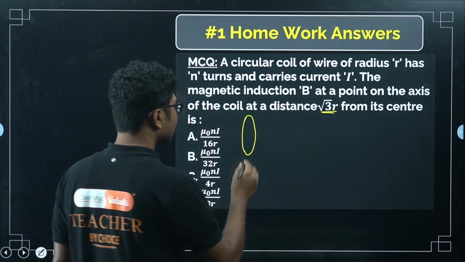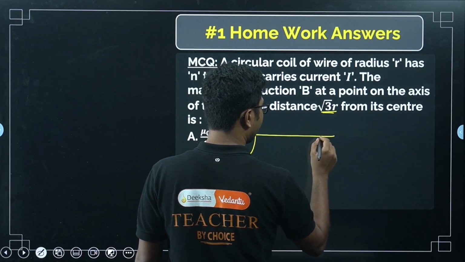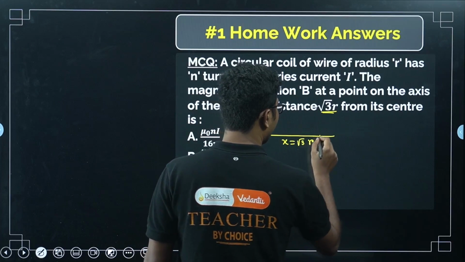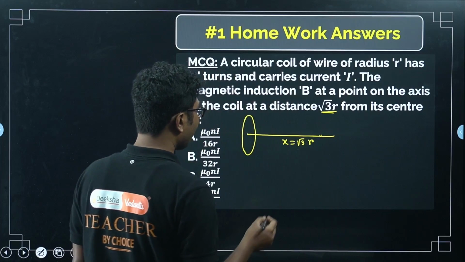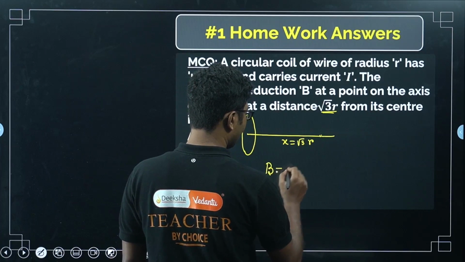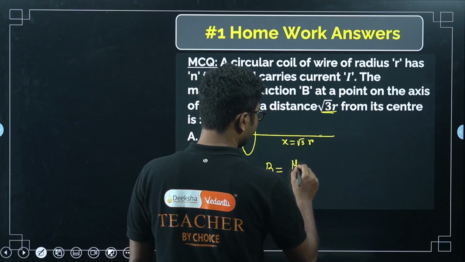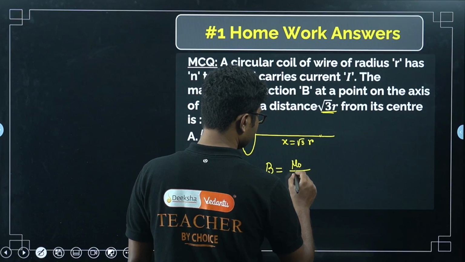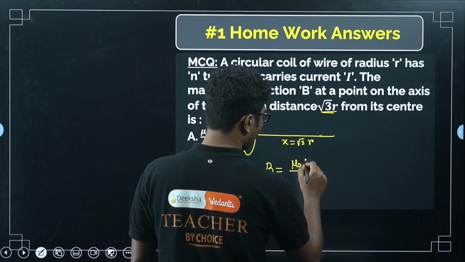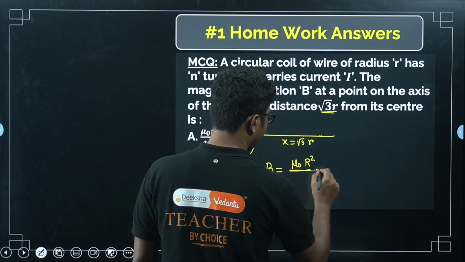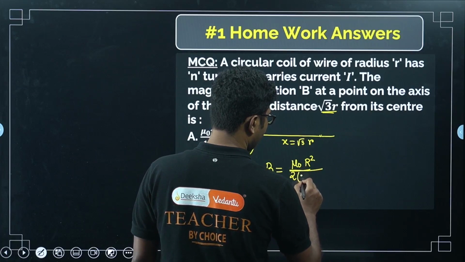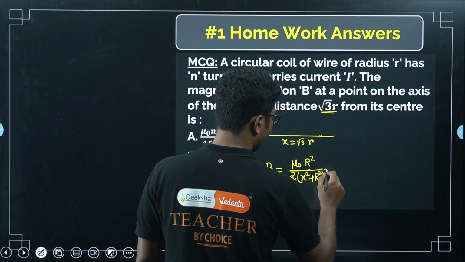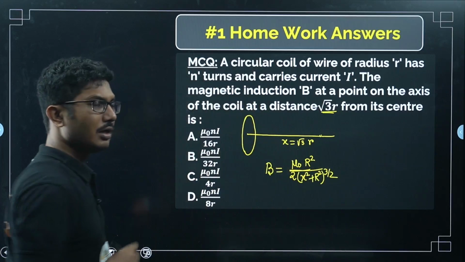Now they have asked you to find the magnetic field at some point. This is the distance x equals root 3 R. So you have to find the magnetic field here. Now if you remember the formula, what was the formula? B equals mu naught R square divided by 2 times x square plus R square to the power 3 by 2. So this was the formula.